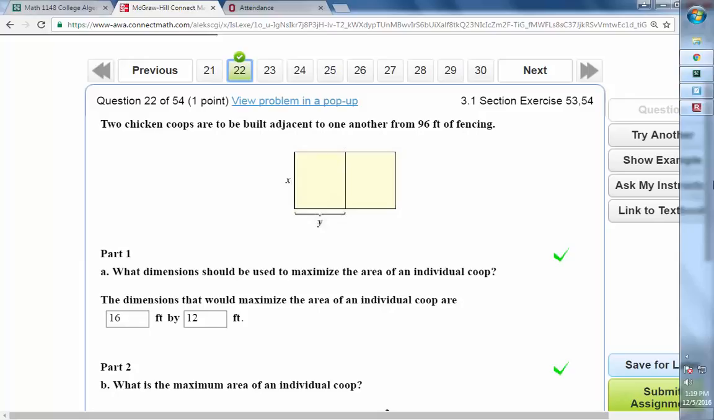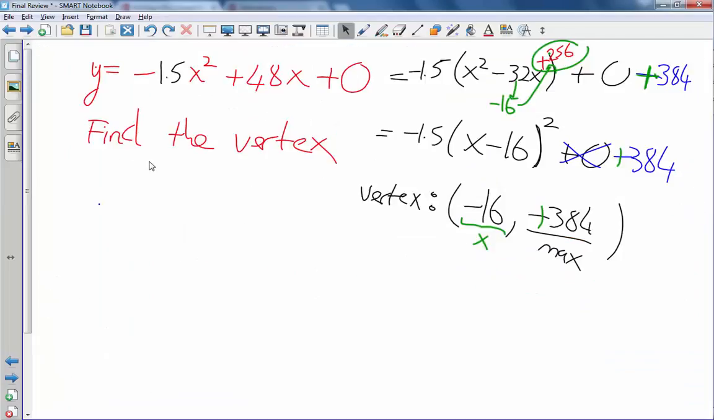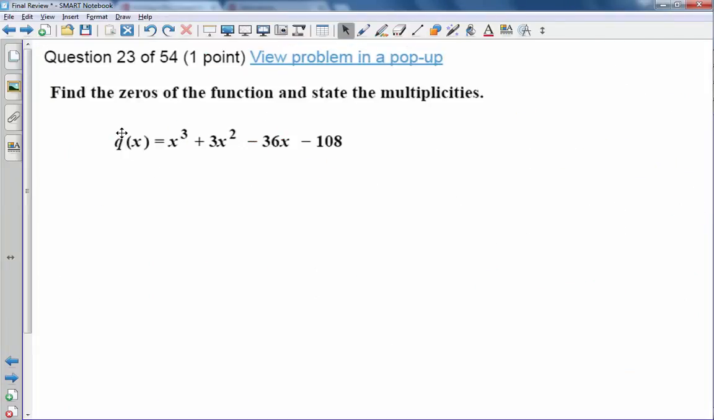Any questions? All right, let's do one more question. How do you find the zero of a function? Zero of a function means what x values make this thing zero. All you need to do is set it to zero and solve. That's it.